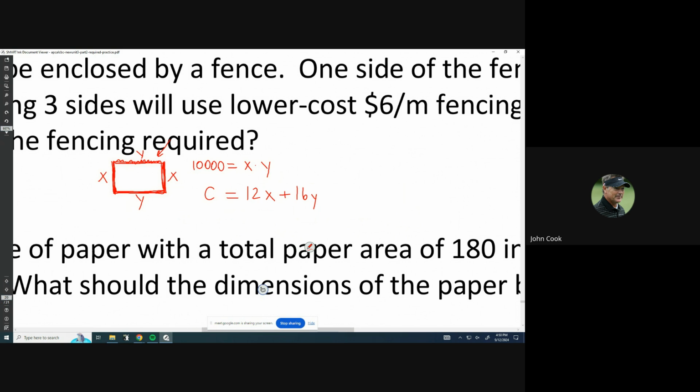So in an optimization problem, we follow the same steps as before. We get 2 functions. One's a constraint. The other is a function that we're trying to maximize or minimize. And then we get it in terms of one variable if it's in multiple variables, take the derivative, find the critical numbers, and all that stuff, okay? So that's what we're going to do here.